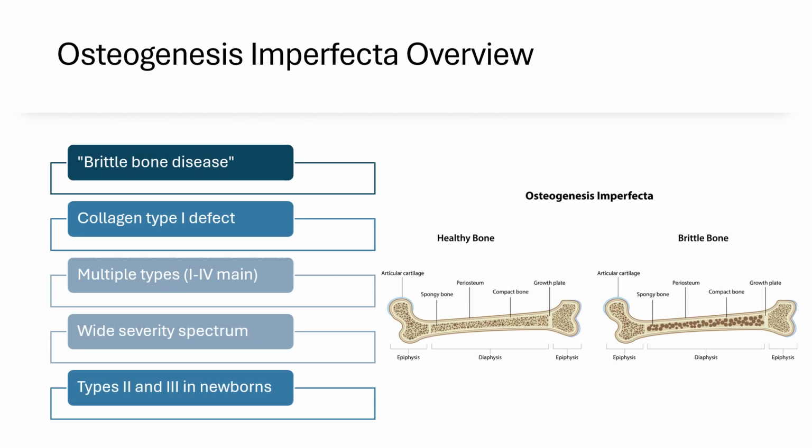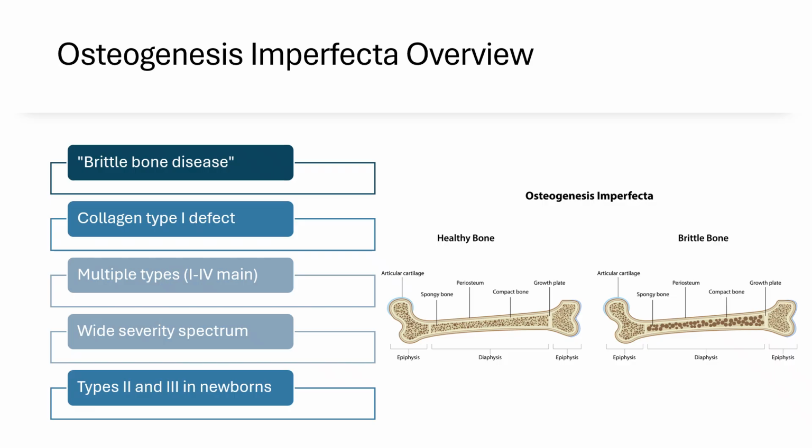Osteogenesis imperfecta, commonly known as brittle bone disease, represents a group of genetic disorders that fundamentally alter how the body produces collagen type 1, the primary protein that gives bones their strength and flexibility. To help you understand this condition, think of collagen as the steel reinforcement bars in concrete. When these reinforcement bars are defective, the entire structure becomes weak and prone to breaking under normal stress.